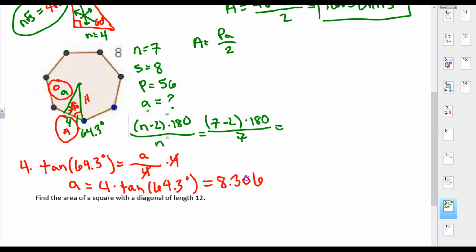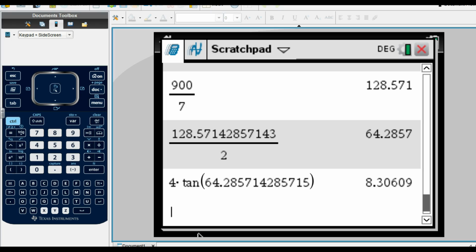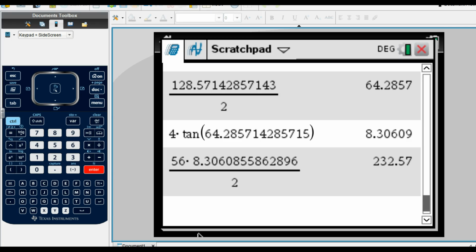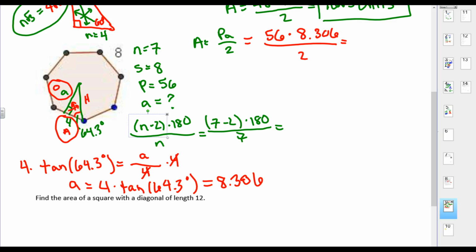So 8.306. I'm still keeping that stored in the calculator because for my perimeter times apothem, I can do 56 times 8.306, all divided by 2, which I'm now going to do in the calculator. 56 times, again, go up, highlight, hit enter, it drops it down, then divide by 2. That's pretty perfect. I get 232.57 units squared. That's my answer.